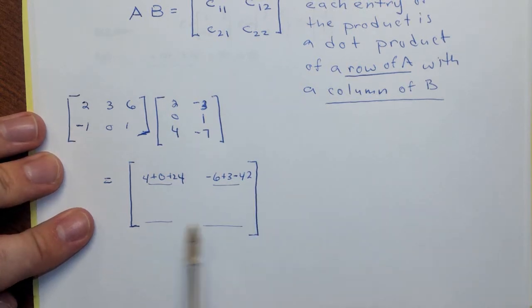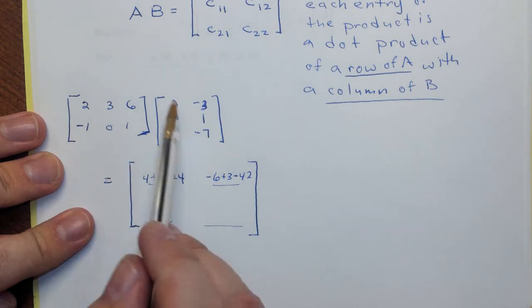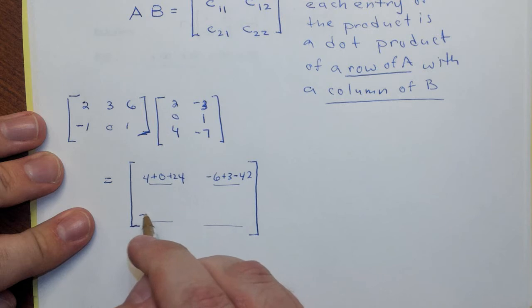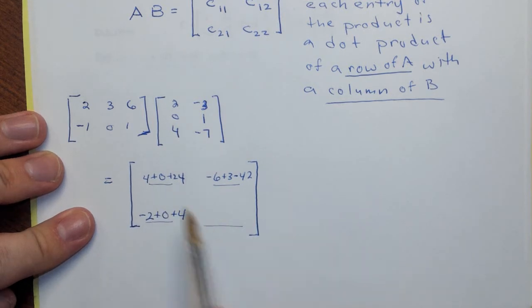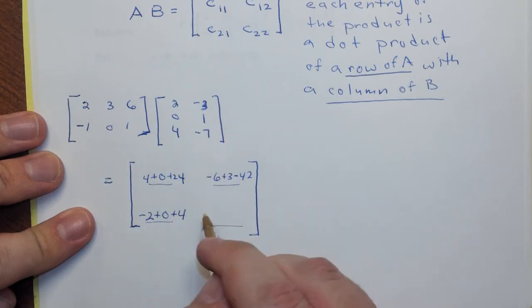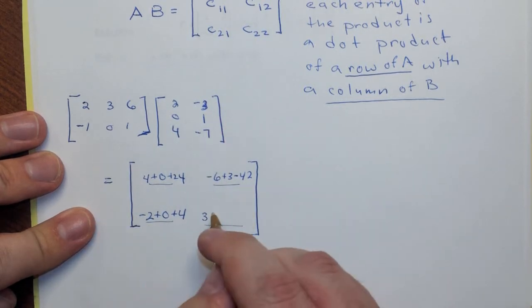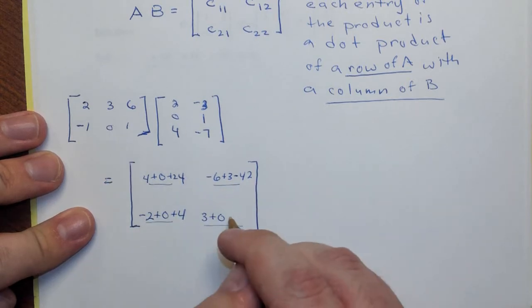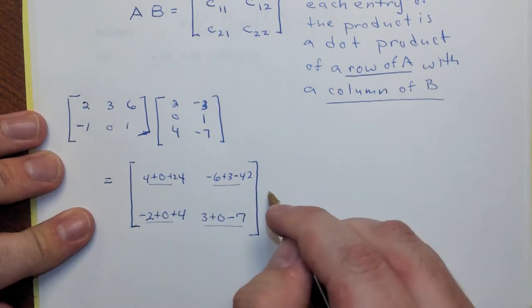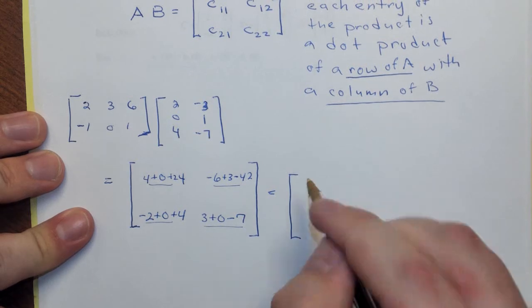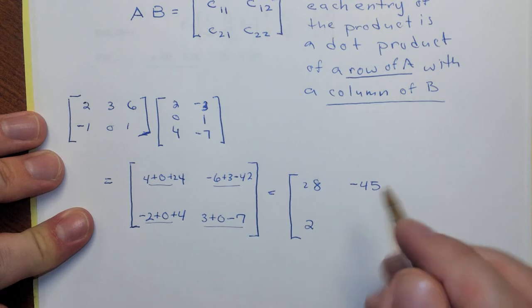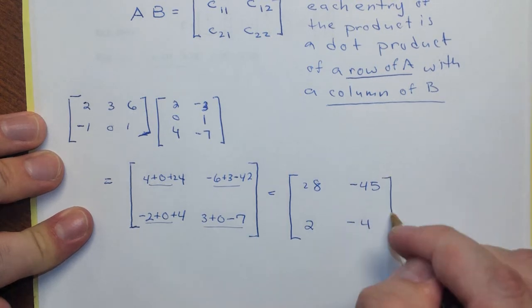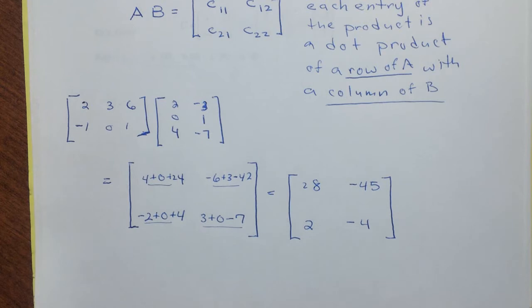Now let's move down to the second row. Second row, first column, I multiply the second row with the first column. So I will have -1 times 2, 0 times 0, and 1 times 4. Then I will have -1 times -3, which is 3, 0 times 1, which is 0, and 1 times -7. What does this give me? 28, -45, 2, -4, which matches up with the result I got before.